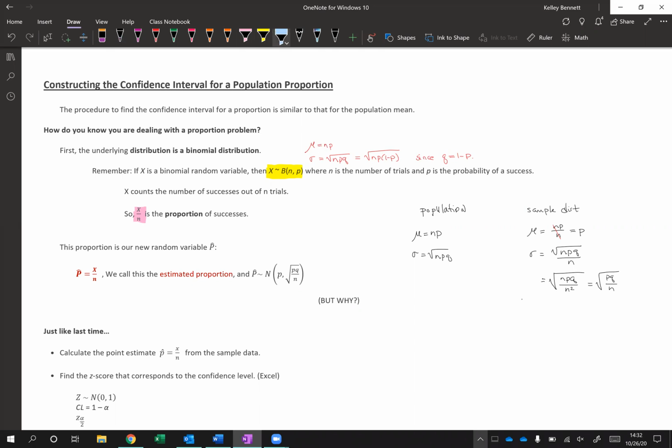And so that is precisely how we get this new random variable p hat. So p hat is defined to be x over n. This is the estimated proportion, and p hat actually follows a normal distribution where the mean is p and the standard deviation is the square root of pq over n. So notice that's exactly what we got here when we divided our mu and our sigma by n.